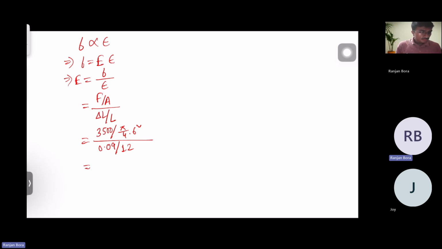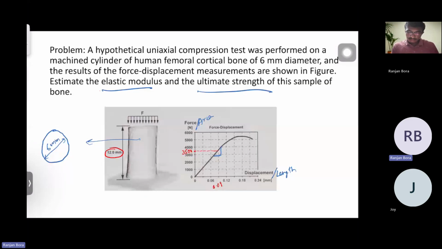Okay, so if we do this, the stress will come to 123.7 divided by 0.0075, and this value will come to 16.49 gigapascal. So we have found the elastic modulus. Now we need to find the ultimate strength.